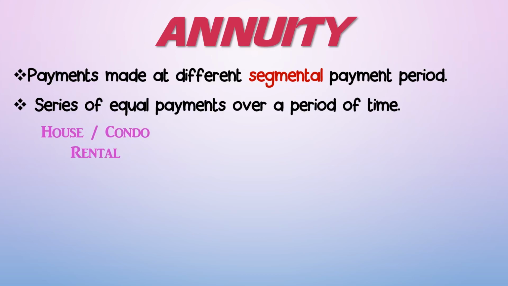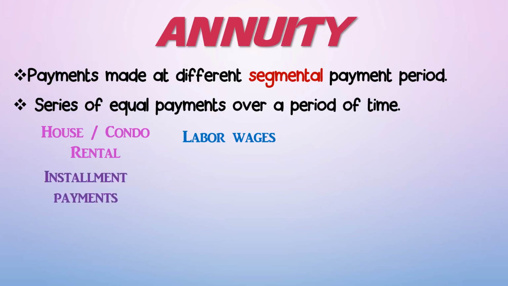House rental or condo rental. For example, you are paying 5,000 monthly for a house rental or 10,000 monthly for a condo rental for a period of time. For example, you have a condo rental contract for 2 years. Labor wages is also another type of annuity. Payments or the wages of a worker can be received weekly, every 2 weeks, or monthly.